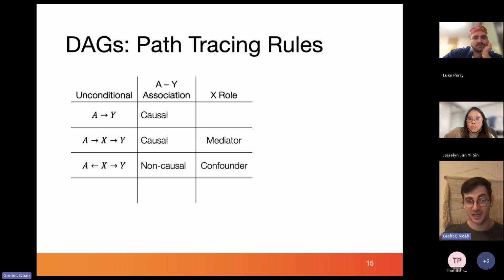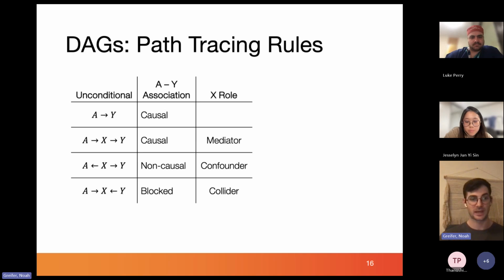If some variable X causes A and it also causes Y, you would also expect A and Y to be associated with each other, but that association is non-causal. And in this case, we call X a confounder. So a common cause of two variables is a confounder of those variables.